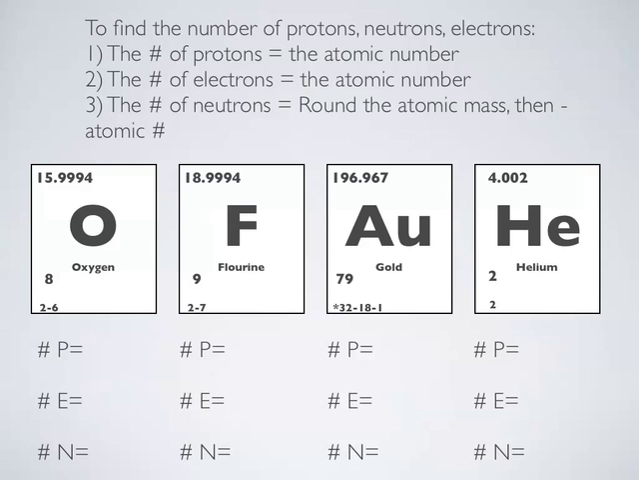So if we look at oxygen, how many protons does it have? Emily? 8. Megan, how many electrons? 8. How many neutrons? Shane? 8. How did you figure that out? You round 15.994 up to 16, subtract 8, you get 8. Yes. So round this to 16, subtract the atomic number, 8.